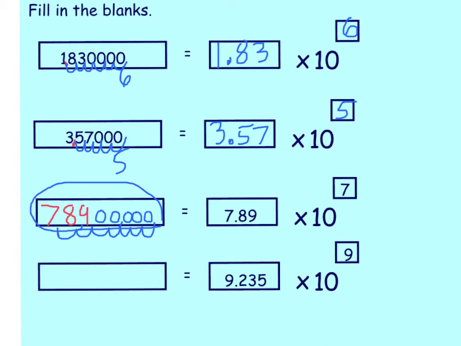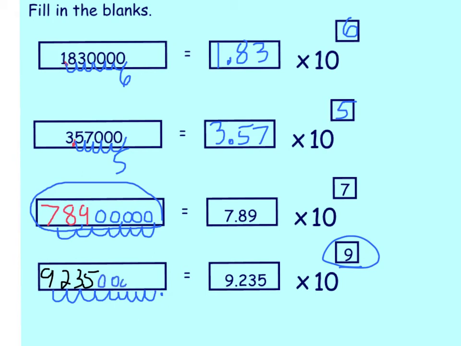Okay, let's try one more. So we have 9.235 times 10 to the 9th. So I'm going to take this and write it right here. 9.235. Then I'm going to walk 9 spots to the right starting here. 1, 2, 3, 4, 5, 6, 7, 8, 9. In all those empty spots we're putting zeros, so I should have 6 of them.